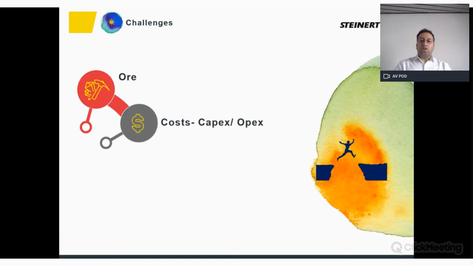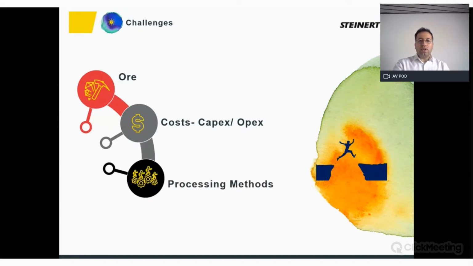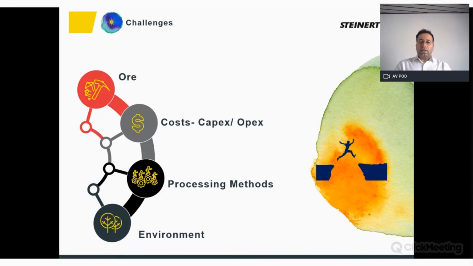The second challenge is the cost regarding the capex and the opex of the processing plant. And the third one is the processing method. Which method is much more suitable for this type of mineral? Should it be wet processing or dry processing? And the final challenge is the environment, and how environmentally friendly my process is. These four pillars are our challenges and we will discuss them during the presentation.